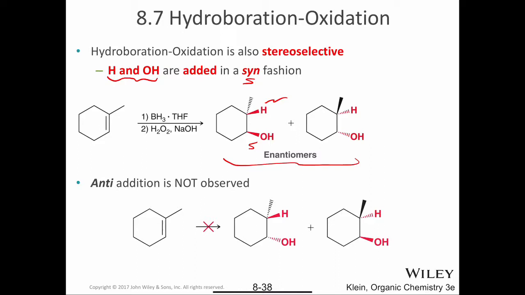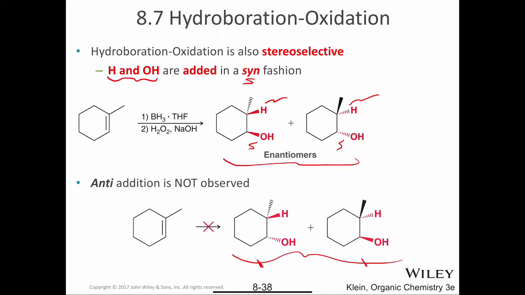Whereas in the second enantiomer, you can see that both the hydrogen and the hydroxyl, again, were added in a syn fashion. They were added to the same side of the pi bond. And that's why both of these bonds are drawn as dashes. I would not get any anti-addition, so I will not see either of the two products that are shown here below.